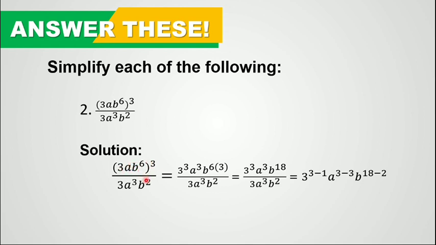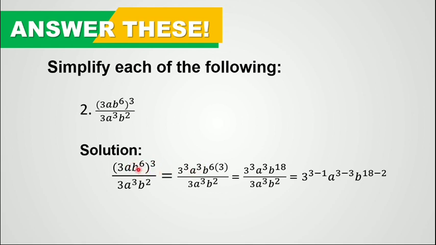So this will become 3. It is expected that if a certain number or a certain variable has no explicit exponent, for example 3, there is no exponent here, it is understood that its exponent is equal to 1. So 1 times 3, that is simply 3. That's why it becomes 3 cubed. And then a, that is again 1, its exponent is 1, and times 3, that is equal to a cubed.